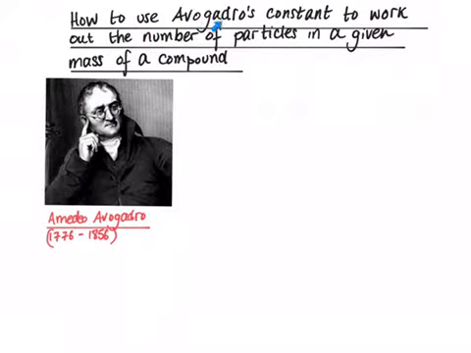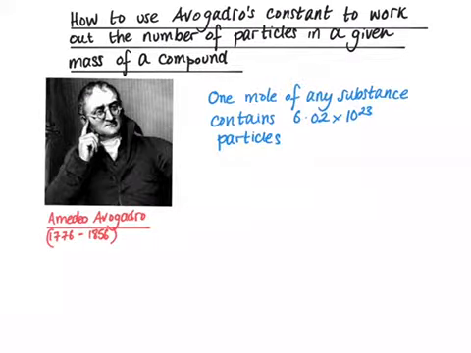How to use Avogadro's constant to work out the number of particles in a given mass of a compound. This is Avogadro. He was a chemist who lived in the 18th and 19th century. He found out that 1 mole of any substance contains 6.02 times 10 to the 23 particles. So if you have 1 mole of carbon, it contains 6.02 times 10 to the 23 carbon atoms.